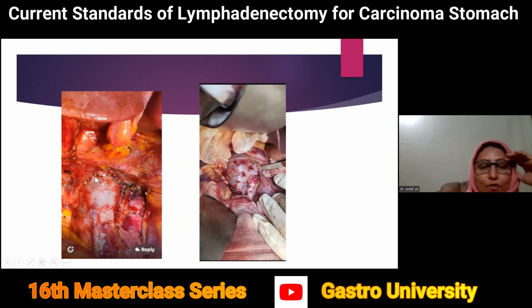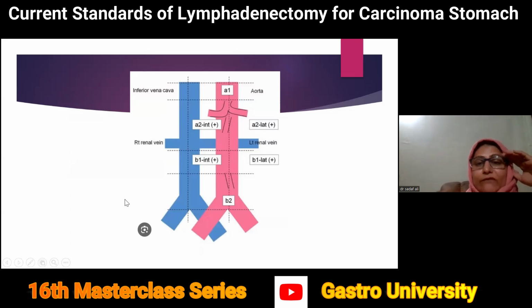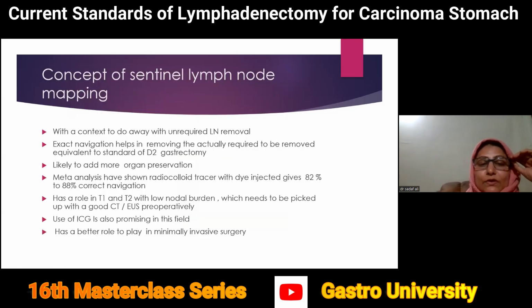If you are into para-aortic lymph node clearance, you should know which lymph nodes are to be removed. A1 and B2 are not the lymph nodes, but you have to take the A2 lateral and internal, and B1. Now, a little bit about the concept of sentinel lymph node mapping, which I'm just finishing.